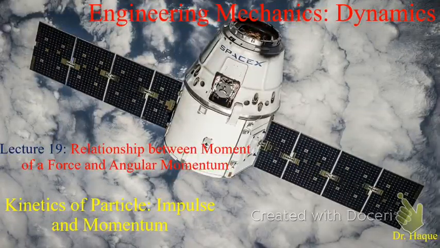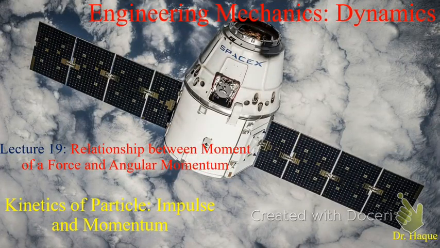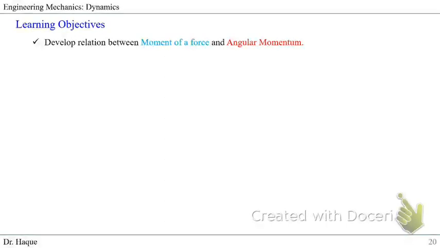an angular path starts circulating the Earth, and it has an angular momentum. So in this lecture, our learning objective is to develop the relationship between moment of a force, which is force multiplied by the distance from where you want to take the moment, and then the angular momentum. So what's the relationship between those?